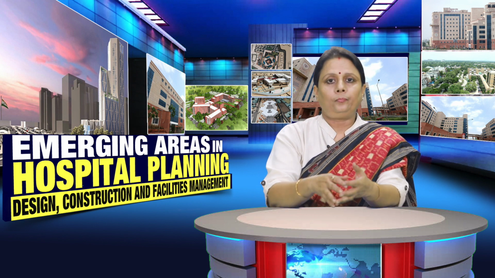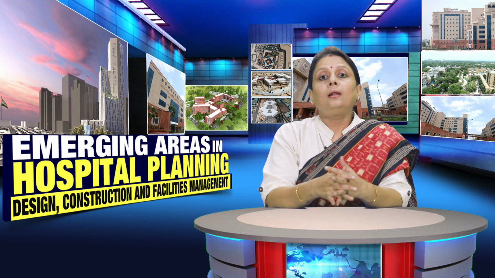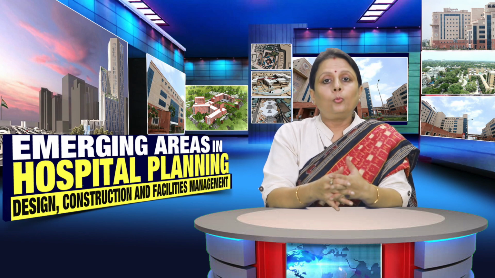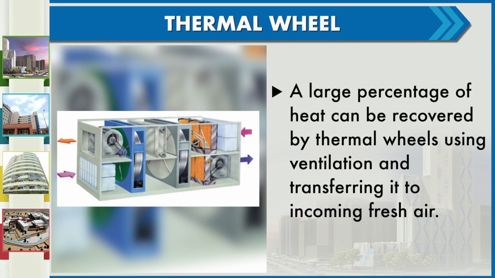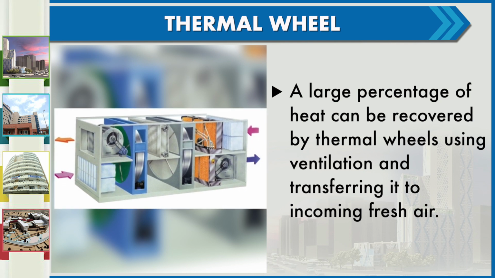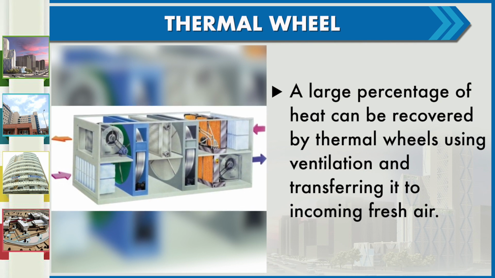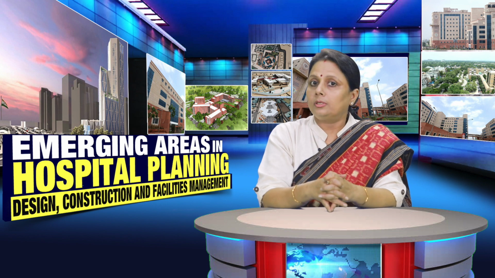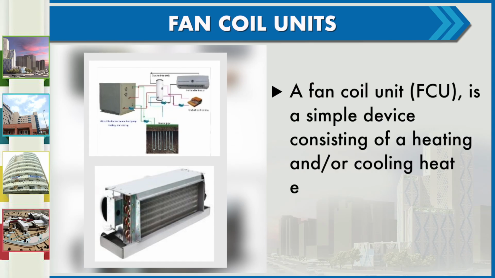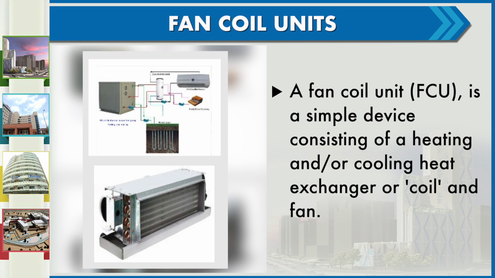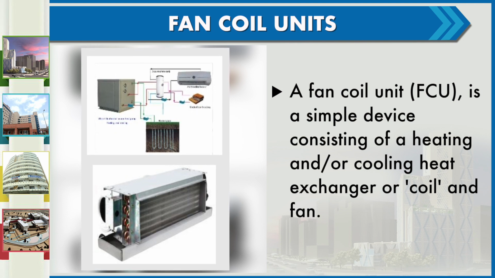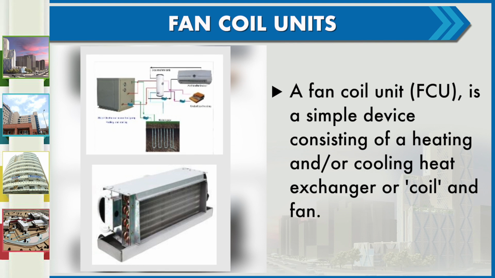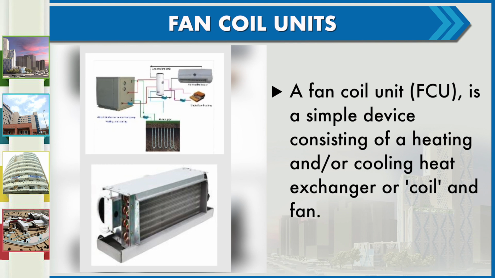setbacks, etc. A thermal wheel is an instrument through which a large percentage of heat can be recovered using ventilation and transferring it to incoming fresh air. Next we have the fan coil units. A fan coil unit, also known as FCU, is a simple device consisting of a heating or cooling heat exchanger or coil and fan, as you can see in the picture.